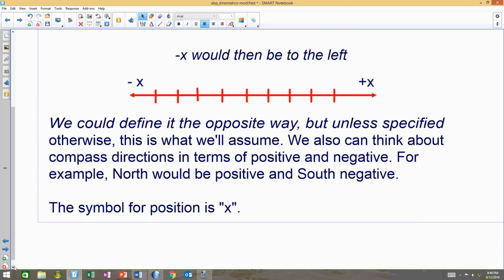And in this case, for position, we're going to be using the symbol x. Now here's a problem. The position is a vector quantity, so we have to put a vector sign on it. And keep in mind also that this is only for when we're in the x direction. If we're doing a vertical problem, then we use y.